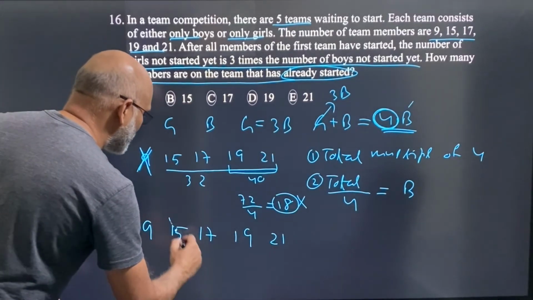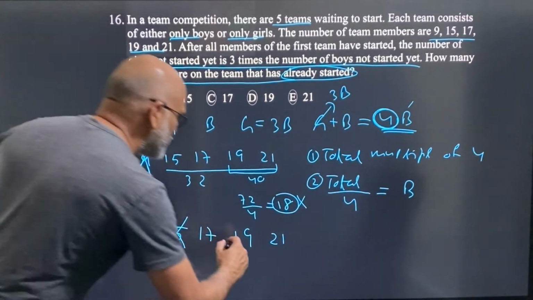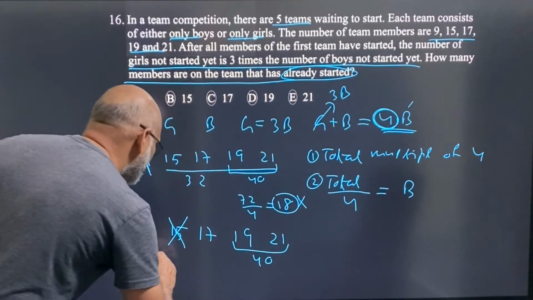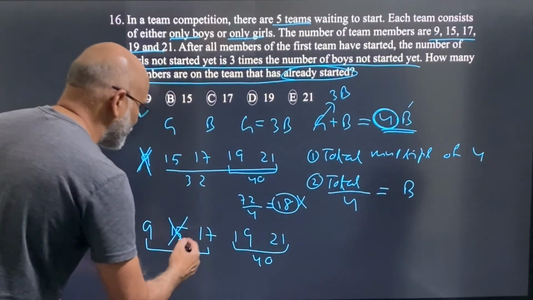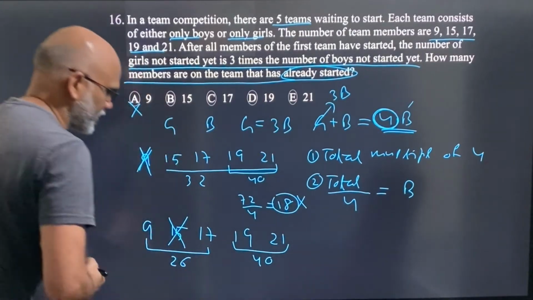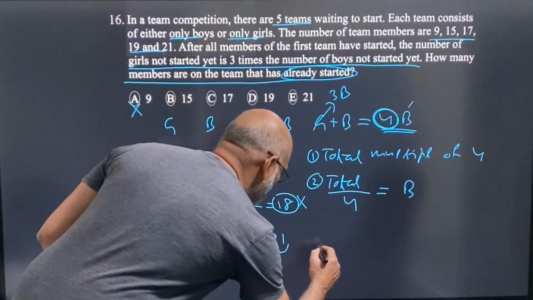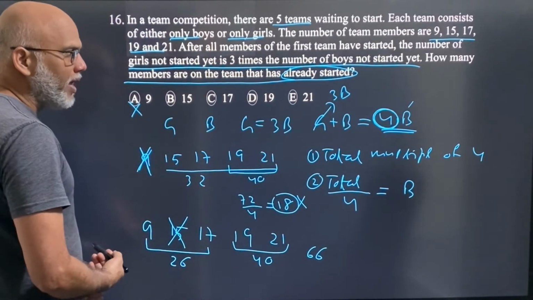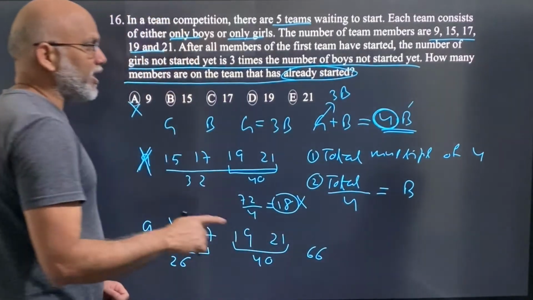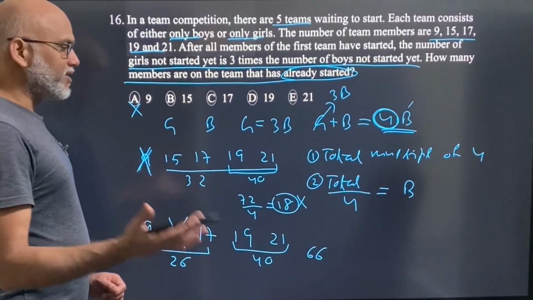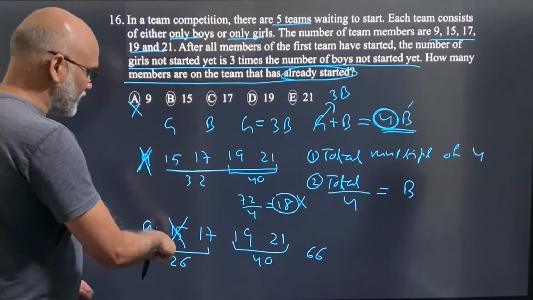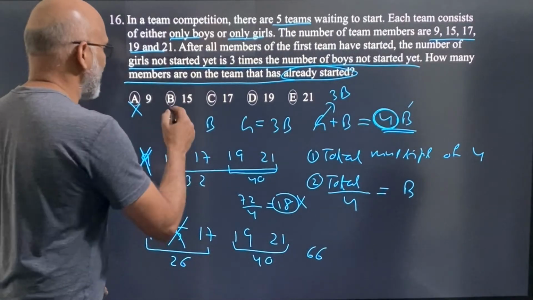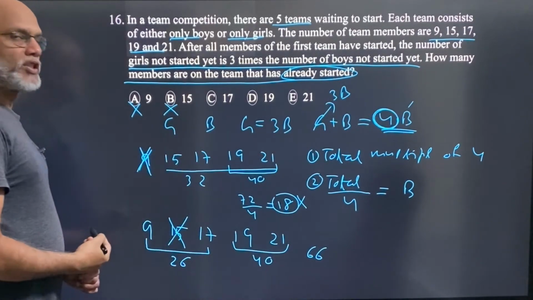Now I'm assuming that this group has started, right? I sum it up again. So this is 40, right? 9 plus 17 is going to be 26. If I add it up, so this is 66, right? 40 plus 26 is 66. Now 66 is actually not even a multiple of 4, right? It is not a multiple of 4. So again, the group with 15 cannot have started, right? So again, B is not the correct choice.